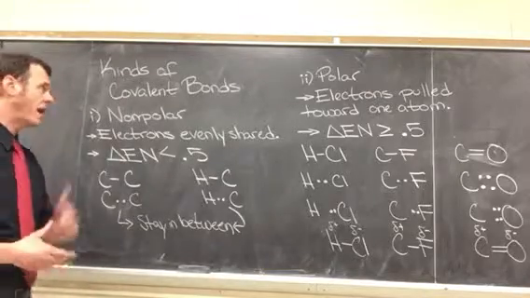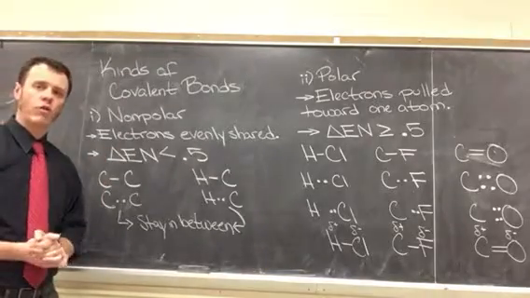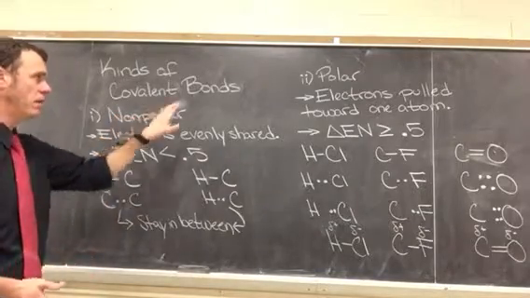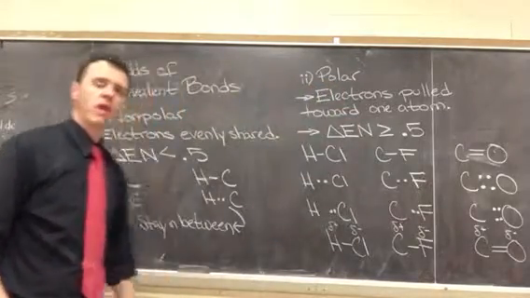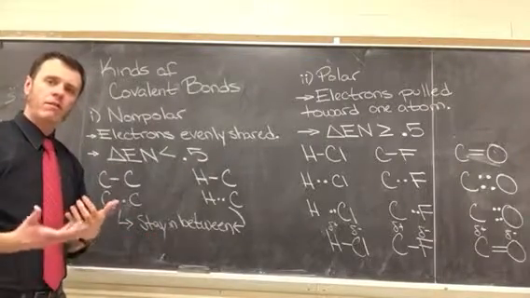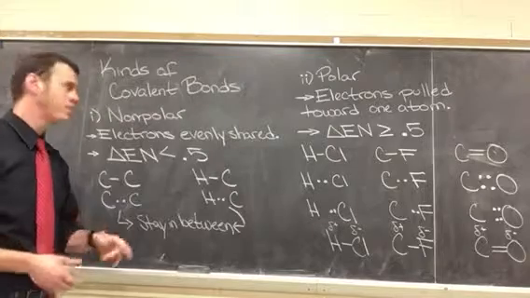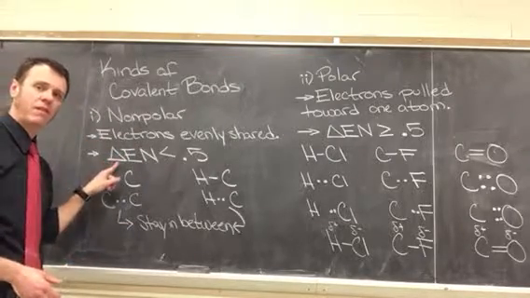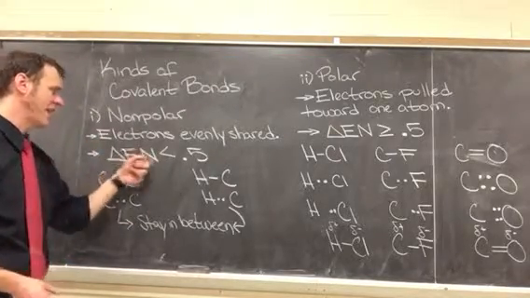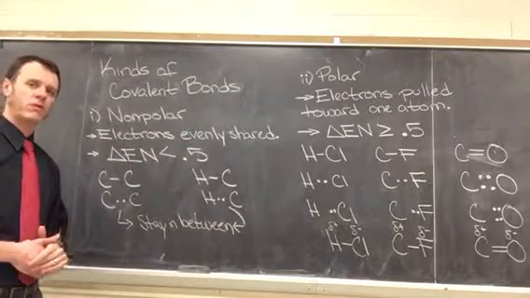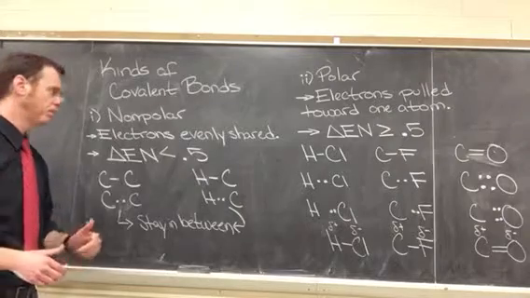Okay, welcome back. Now we're going to talk about the kinds of covalent bonds. There are two types of covalent bonds, nonpolar bonds and polar bonds. The way that we determine if something is going to have a polar covalent bond or nonpolar covalent bond is by the difference in electronegativity, which I have signified by delta EN, EN being electronegativity. Let's start with nonpolar bonds, which I think are the easier ones to understand.